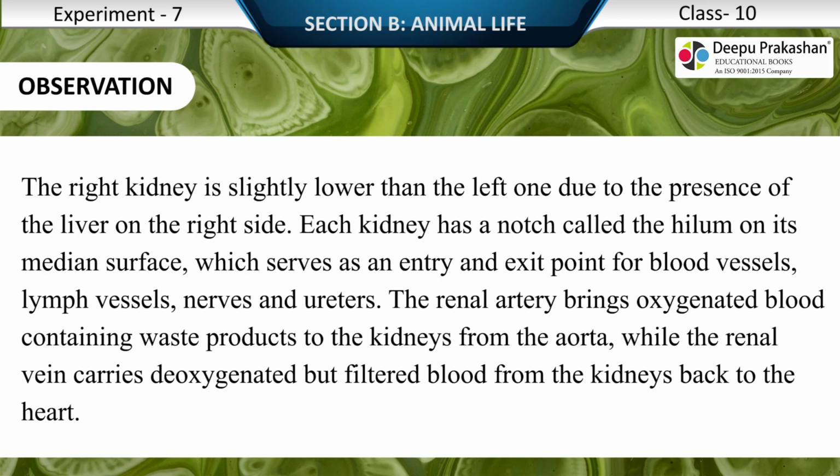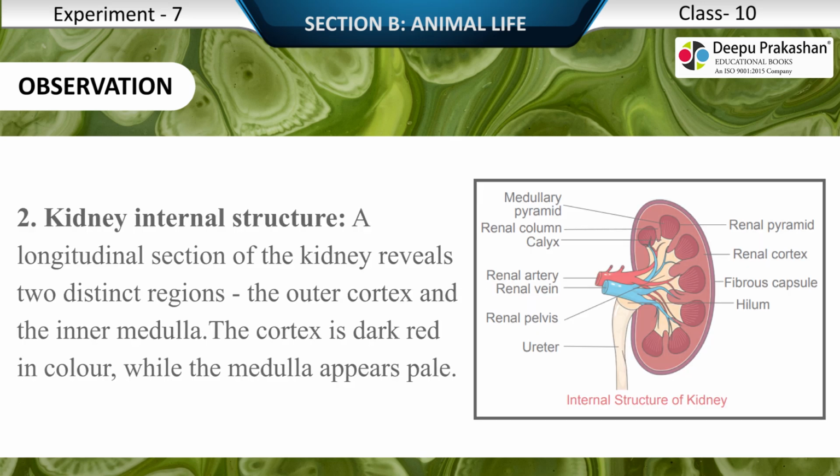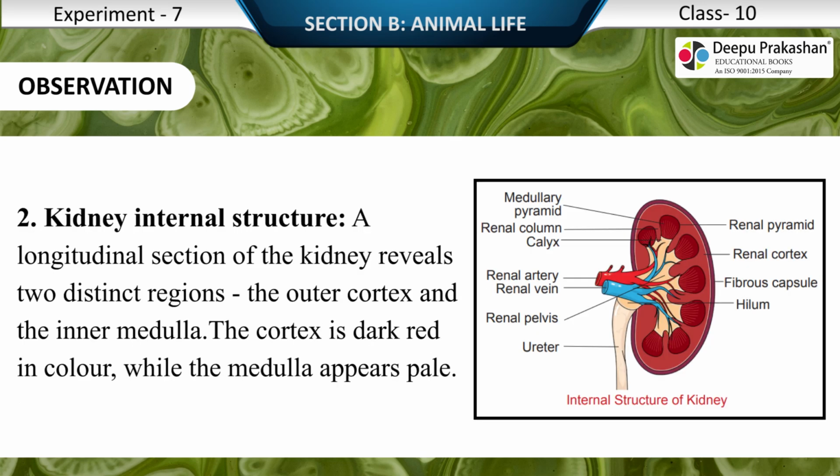The renal artery brings oxygenated blood containing waste products to the kidneys from the aorta, while the renal vein carries deoxygenated but filtered blood from the kidneys back to the heart. 2. Kidney internal structure. A longitudinal section of the kidney reveals two distinct regions, the outer cortex and the inner medulla. The cortex is dark red in color, while the medulla appears pale.